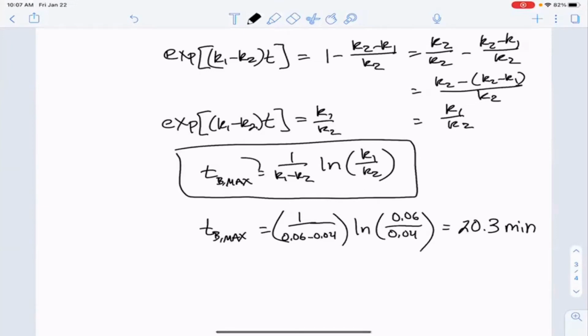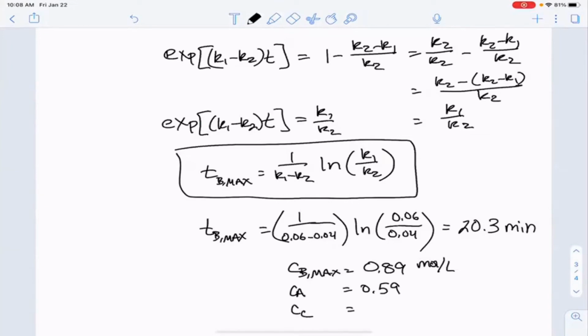And then what you could do is plug that number into all of our equations above. And we would find that the maximum concentration of B is 0.89 moles per liter. The concentration of A at that time is equal to 0.59, not 0.059. And the concentration of C at that time is 0.52 moles per liter.